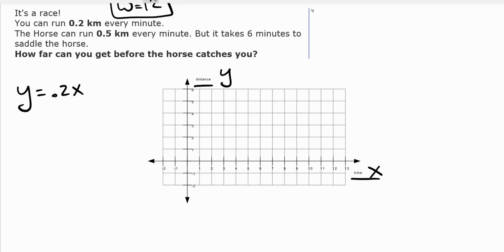So what is 0.2 as a fraction? Well, 0.2 is 2 over 10, right? So what is that? That's 1/5. So that's the same as y equals 1/5 x. And that might be a little bit easier for us to graph.